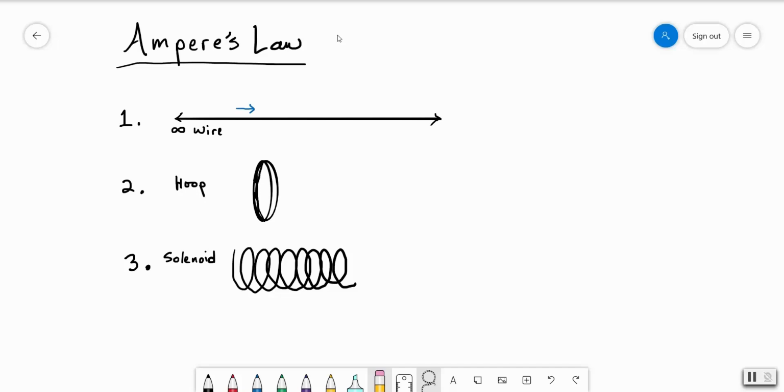Okay, welcome back. This is going to be part 2 of Ampere's law. In the last video, we went over the directionality and the math of infinite current carrying wires. This video will be concentrating on the geometry of the hoop and the geometry of the solenoid.